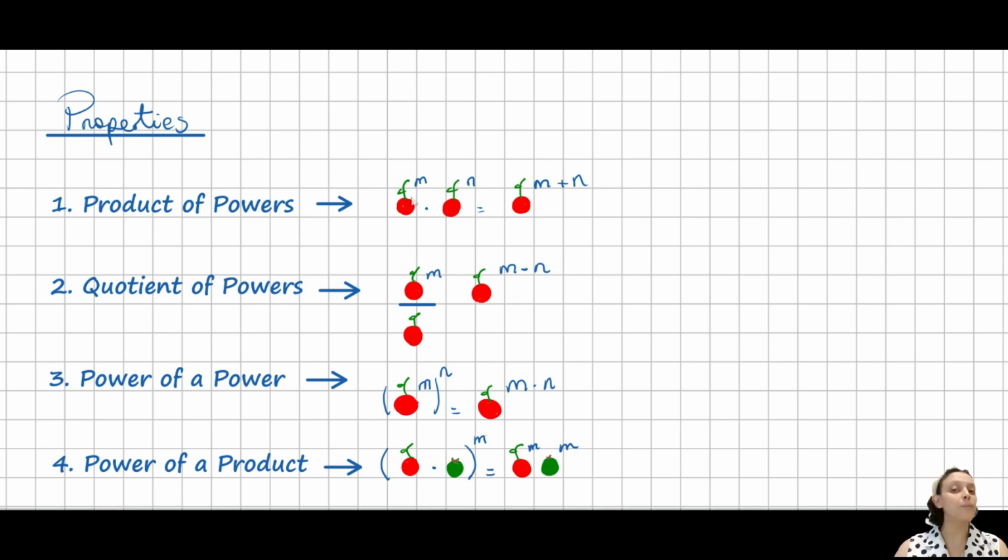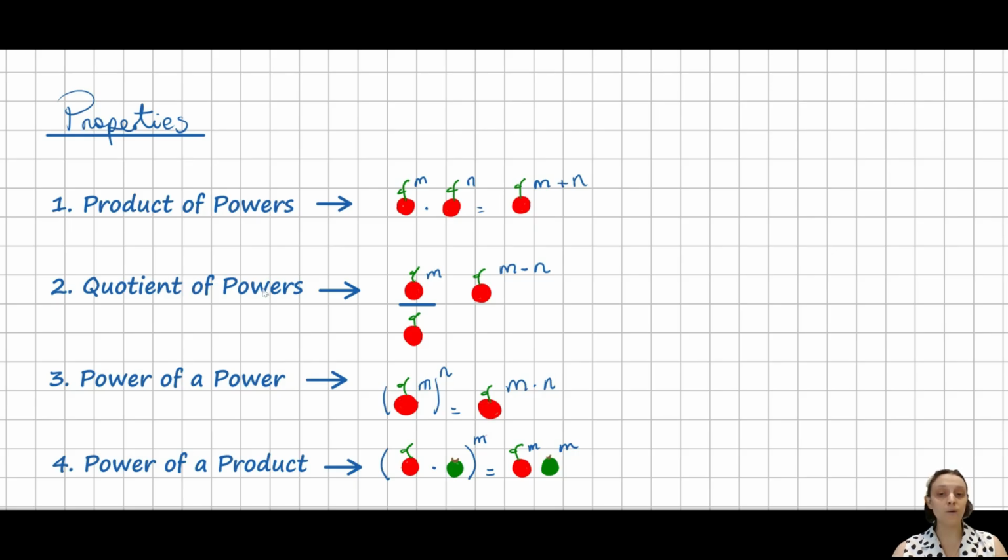So we have apple to the power of m and apple to the power of n. This is a product of powers where the powers have the same base. So if the powers are multiplying, then we have to add the exponents and it becomes only one little expression right here. We're going to do examples afterwards.